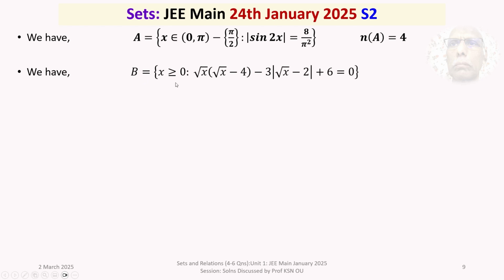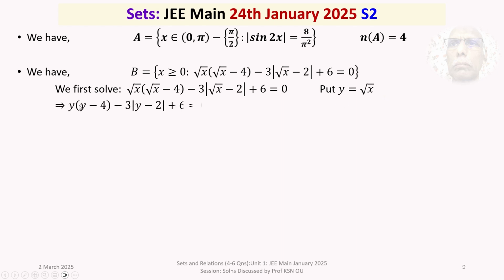B is an algebraic equation. B is the set of all x greater than or equal to 0, such that root x into, in brackets, root x minus 4, minus 3 into, in brackets, modulus of root x minus 2, plus 6 is equal to 0. Okay. We first solve this equation. Right. For this, put y is equal to root x.